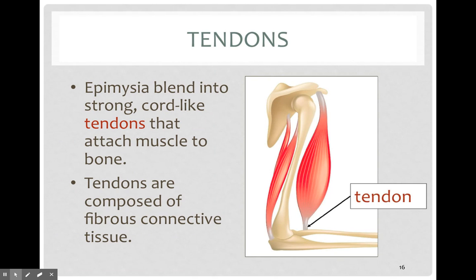Okay, so for today, remember that muscles have tendons. So those epimysia, the outer covering, blend into strong cord-like tendons that attach muscle to bone. So if you remember yesterday with the saran wrap, that tail that came off the end of that epimysium, well, that was the tendon, okay? Tendons are composed of fibrous connective tissue.